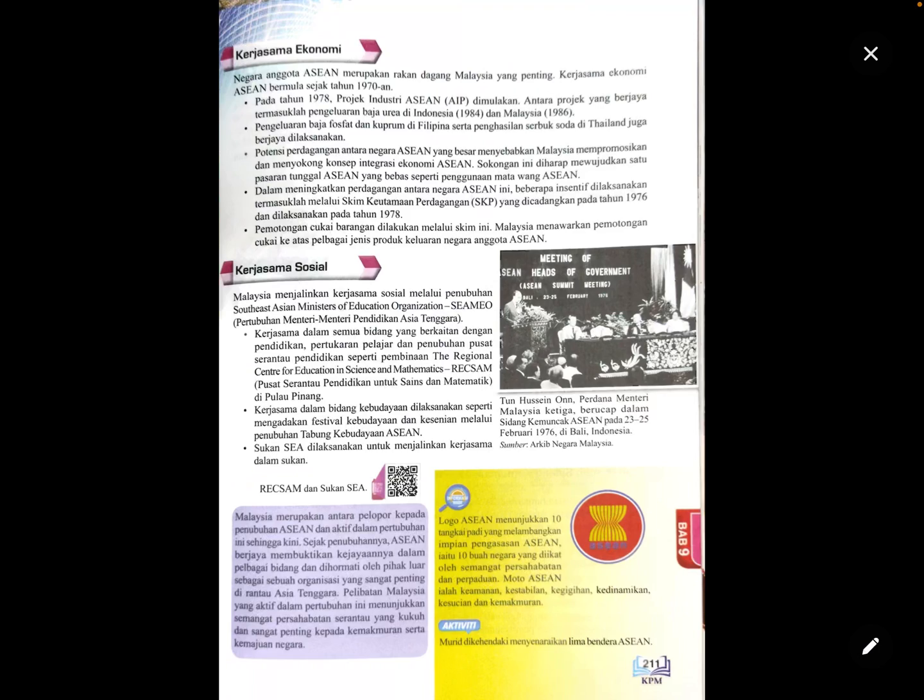Lastly, they had some social cooperation. They worked with SEAMEO, Southeast Asian Ministers of Education Organization. So this is how they work together with other countries in terms of social matters like education, exchange programs, they made RECSAM, the Regional Center of Education in Science and Mathematics in Pulau Pinang, and then they also work together in terms of culture, budaya, having cultural festivals and having tabung kebudayaan ASEAN.